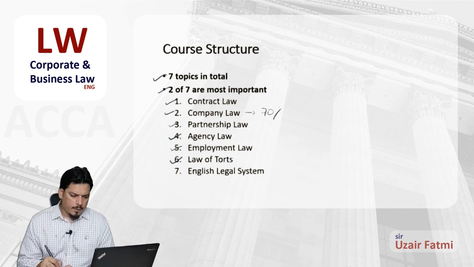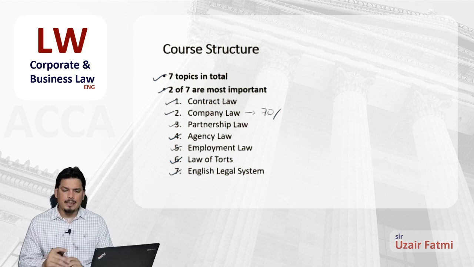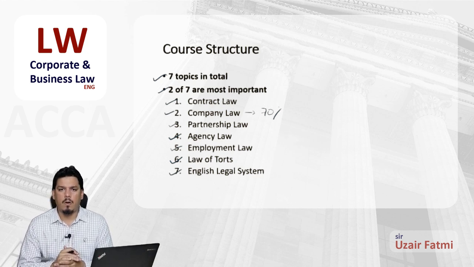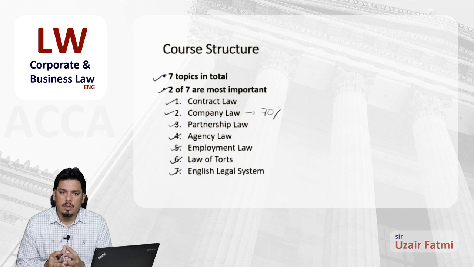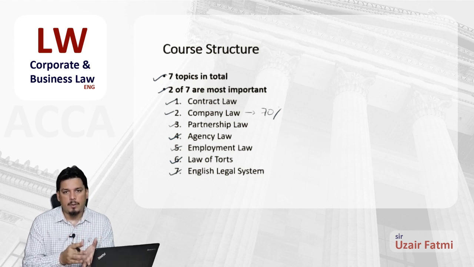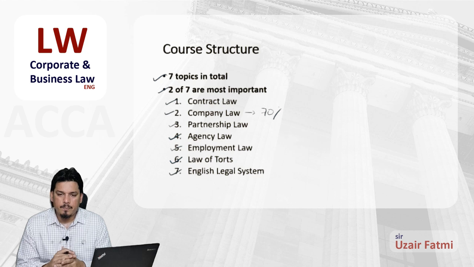As our final topic, we will be looking at the English legal system. In this area, we will cover a general history of the development of law in the UK and how many bodies are involved in lawmaking. Number one is courts and number two is the Parliament.